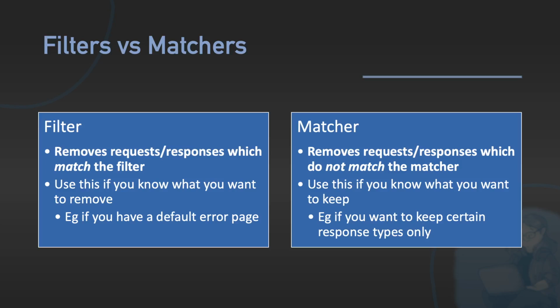If you know what you want to remove, use a filter. If you know what you want to keep, use a matcher. So if you have a default error page that you know is 1,000 characters, use a filter. If you have, say, a 302 error, and you specifically want to see the ones you're not allowed to see, you want a matcher. So they're slightly different, but it's really important to know the difference.